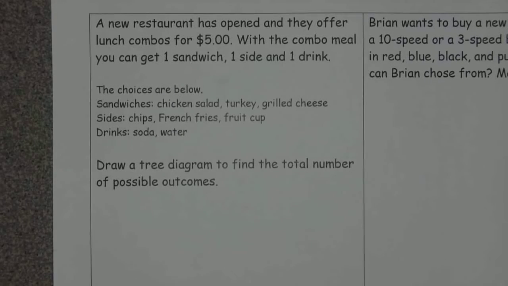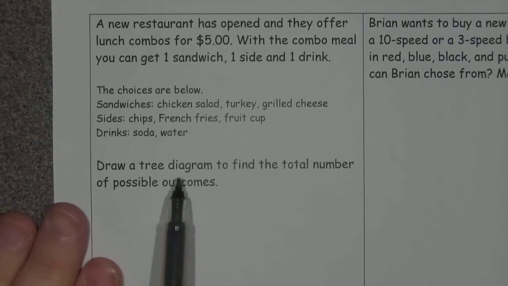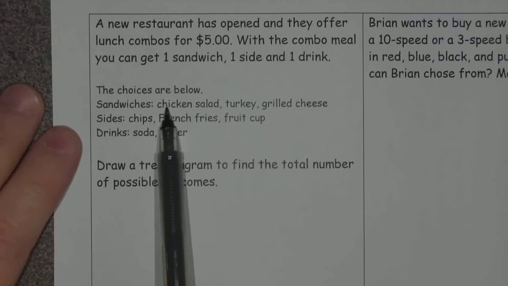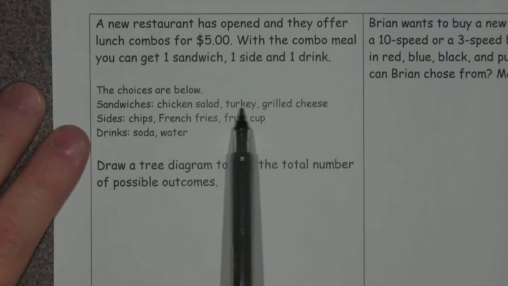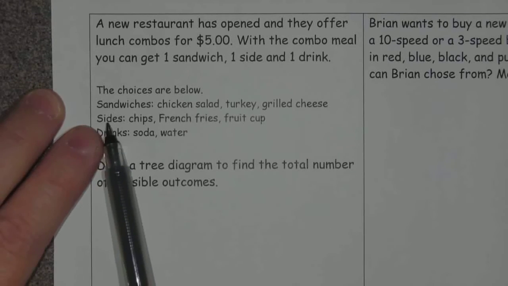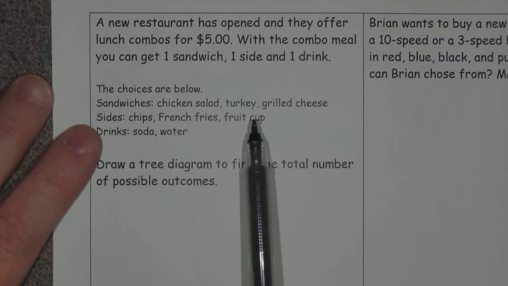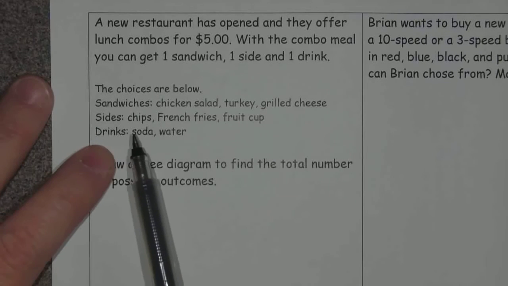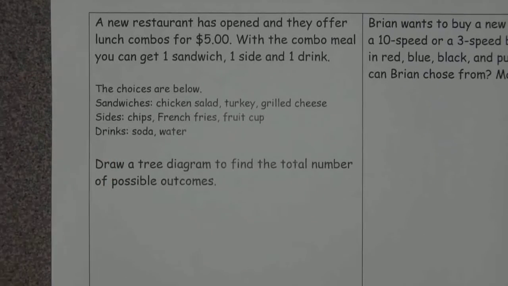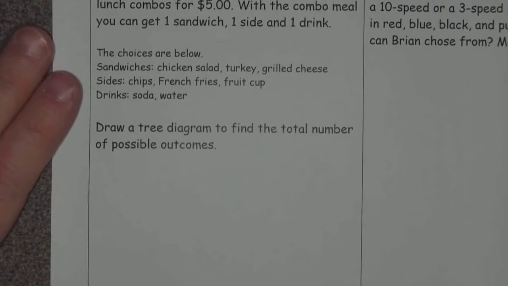So here's our first example. It says a new restaurant has opened and they offer lunch combos for $5. With the combo meal, you can get one sandwich, one side, and one drink. Here's the choices. Sandwiches, you can have chicken salad, turkey, or grilled cheese. Sides, you can have chips, french fries, or a fruit cup. And drinks, you can have soda or water. So it says draw a tree diagram to find the total number of possible outcomes.